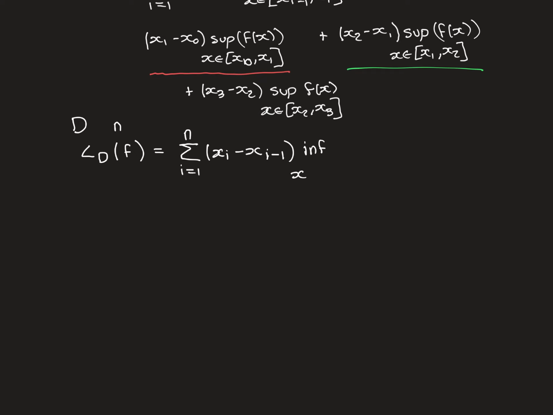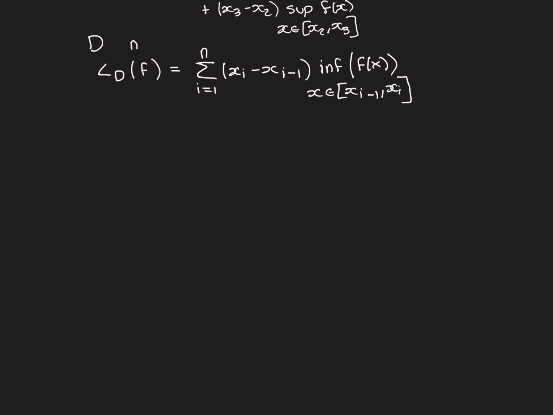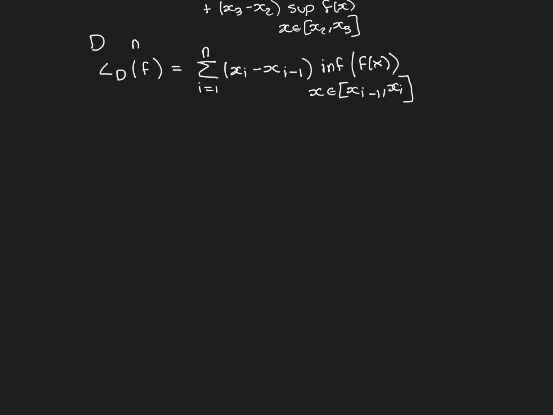So the infimum over x, which is allowed to vary on the interval xi-1 to xi, of the values of f of x. So that's the definition for the lower Riemann sum. Just to make sure this is absolutely crystal clear, let's draw a picture to show what this represents.